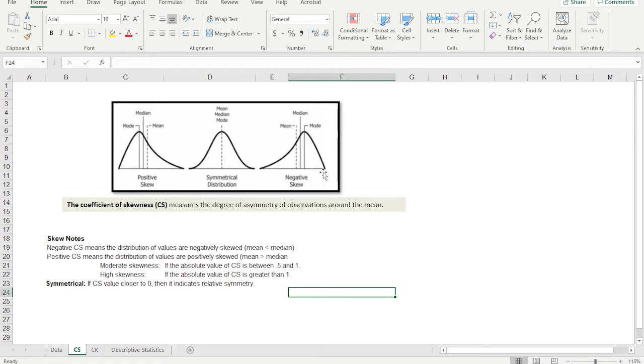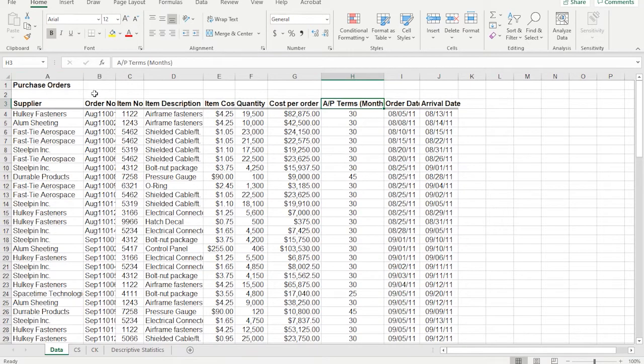And you'll be able to determine if you're dealing with a positive skew or a negative skew type of distribution. And sometimes they're just more all towards the middle, and that would be a symmetrical distribution. So that's what we mean by whether a distribution is skewed or not. Now let's take a look at an example of the purchase orders data set.